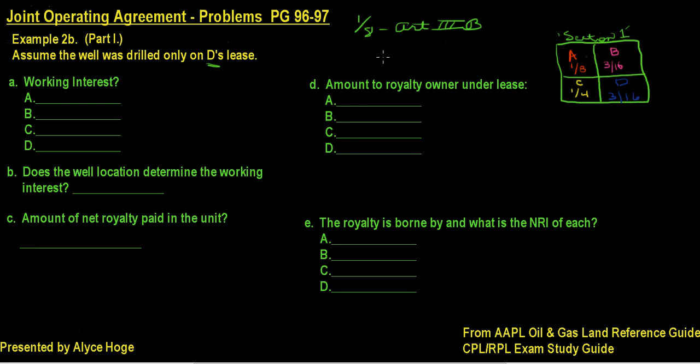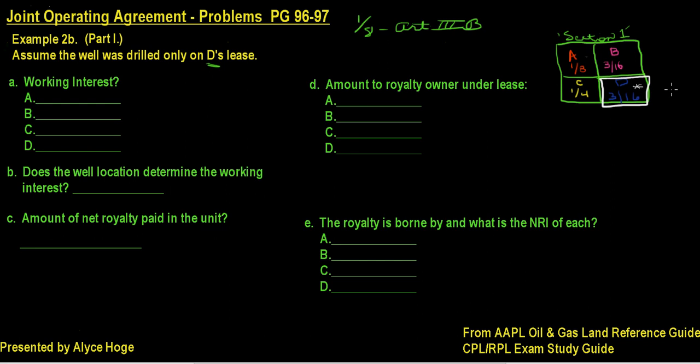Now they're adding a new fact. It's not a gas unit. It's still a 160-acre spaced oil well, but instead of being drilled on C's lease, now it's going to be drilled on D's lease. D's lease is the 3/16 royalty. This is going to be a 160-acre unit. So now we're going to assume the well was drilled on D's lease. So here's that oil and gas well.